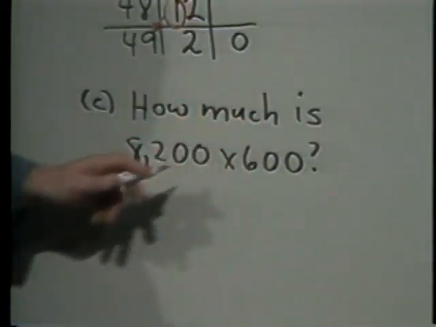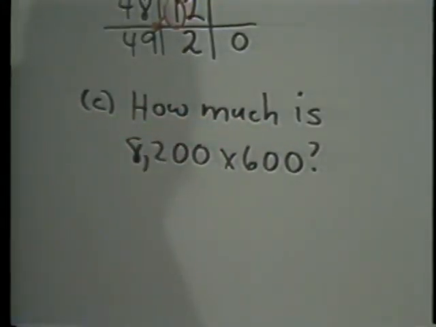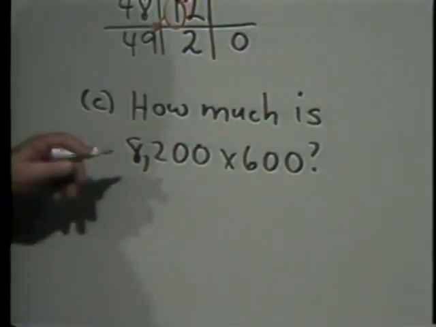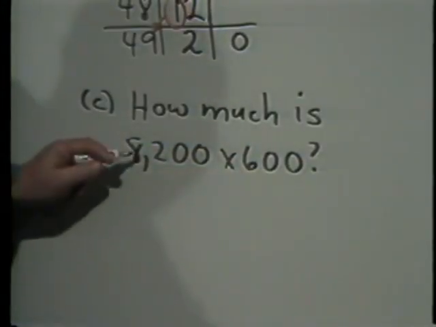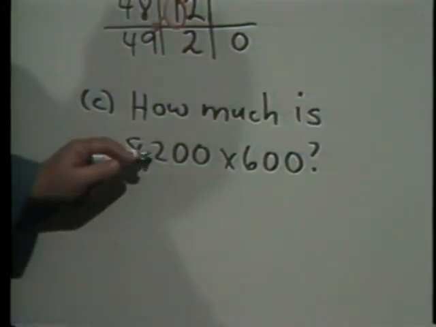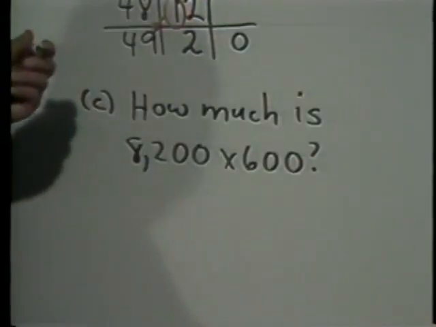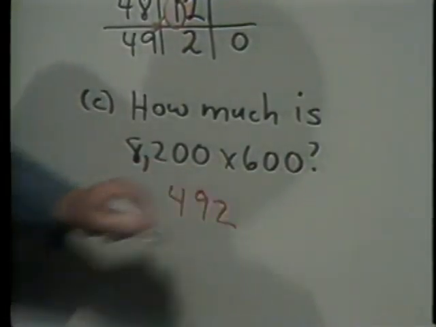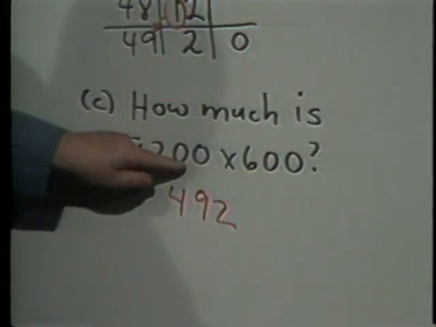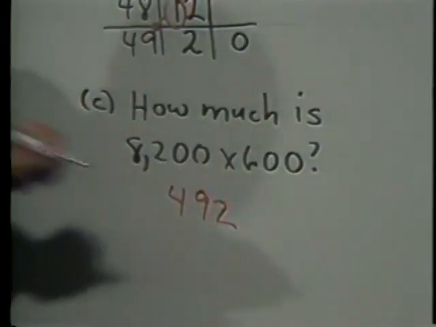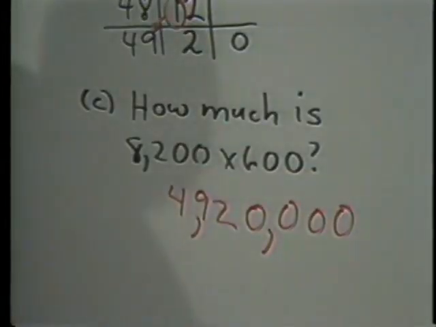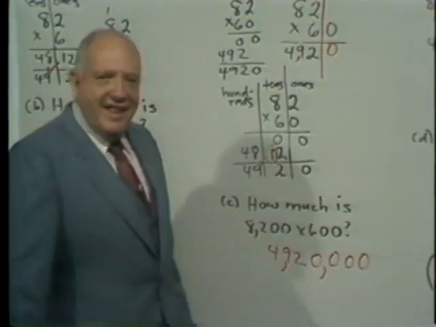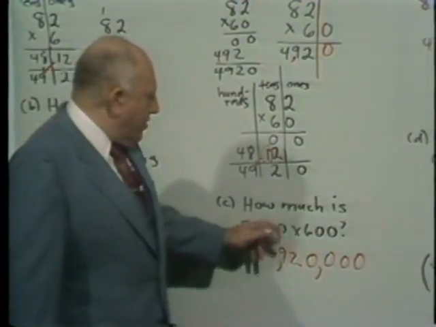Part C says, how much is 8,200 times 600? And again, the shortcut way of doing this is to ignore the number of zeros to begin with, multiply the non-zero digits, in other words, 82 times 6. But we already know that that's 492. Then what do we do? We count the total number of zeros, 1, 2, 3, 4, and then we annex them, 1, 2, 3, 4. Then we put in the commas, and the answer is now what? 4,920,000.